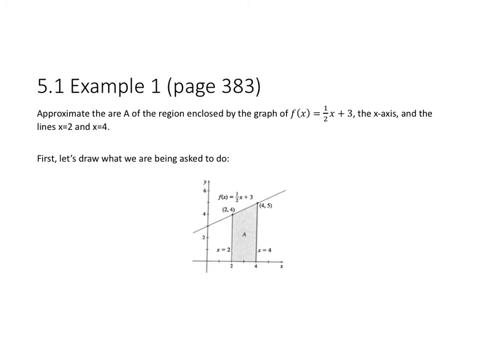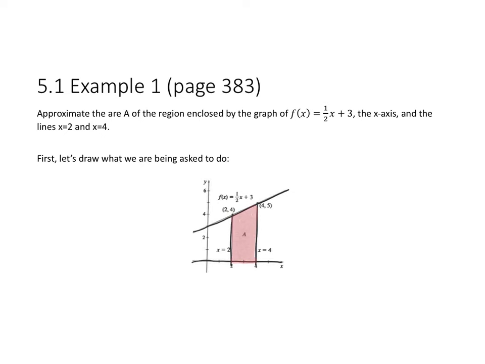So on example 1 on page 383, we're being asked to find the approximate area A of a region enclosed by the graph f of x equals 1/2 x plus 3, the x-axis, and the lines x equals 2 and x equals 4. So here's a picture of what's going on. We have our equation of our straight line that they've given us here, and then we have another line x equals 2 and another line x equals 4, and then this line for the x-axis. And what they're asking us to figure out is what is this area right here.